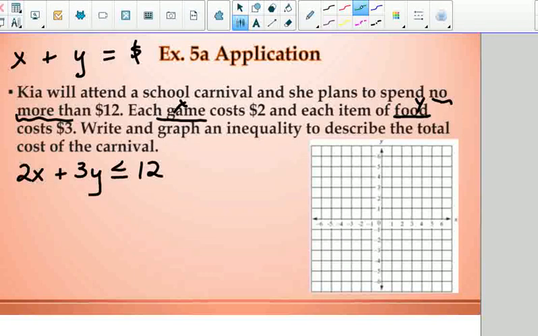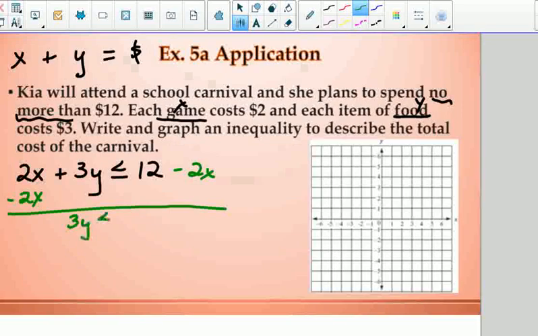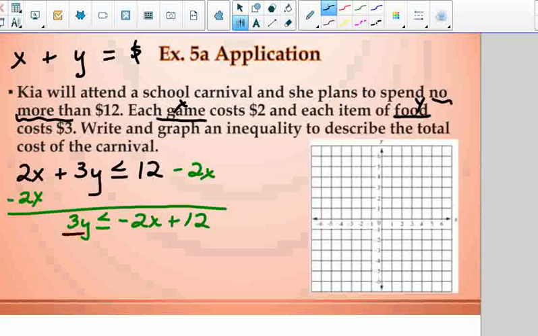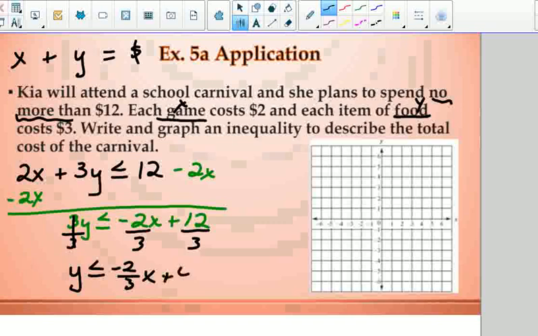But in order to graph that, I need to put it into y equals mx plus b format. So I need to get y by itself, so I'm going to subtract 2x on both sides. So now I have 3y is less than or equal to, I'm going to put my x term first, -2x plus 12. Now to get y by itself, I'm going to divide both sides by 3. So I have y is less than or equal to -2/3 x plus 4. Now I'm ready to graph that.